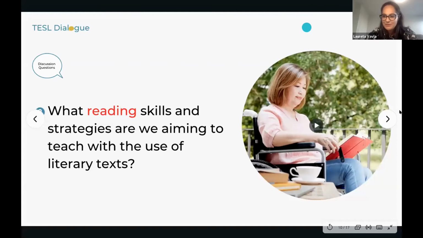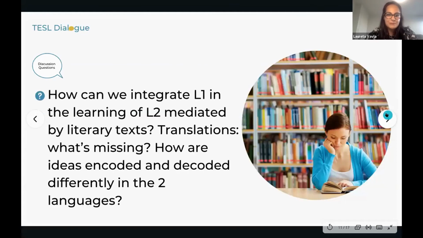So let's move on to our next topic. We'll move on to integration between L1 and L2. So how can we integrate the first language in the learning of a second language mediated by literary texts? We talk about translations, but what's missing between these two texts, and how are ideas encoded and decoded differently in the two languages? Colleen talked a bit about a movie and a book, like in English and French, but I'm sure, Alice, you have a lot more to share as well.